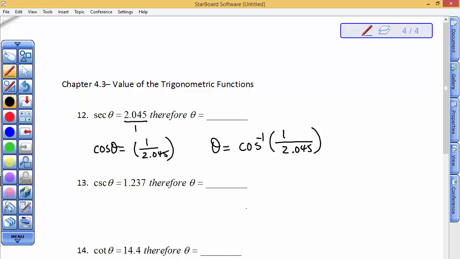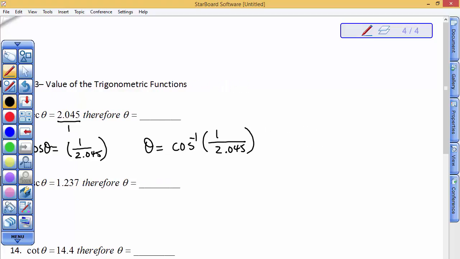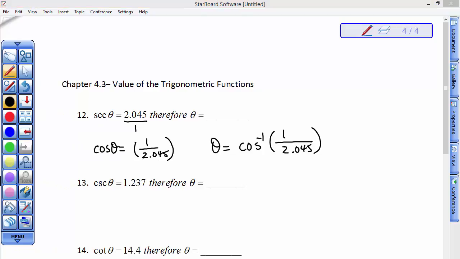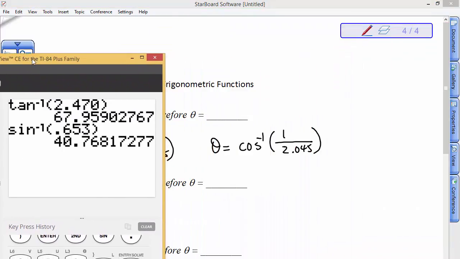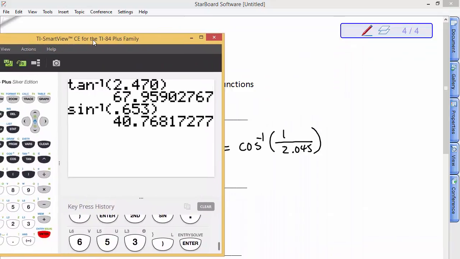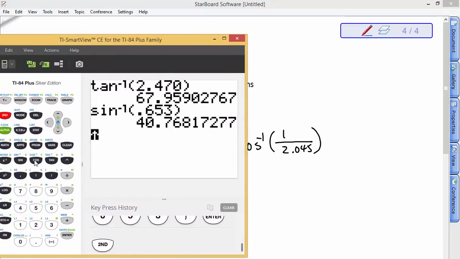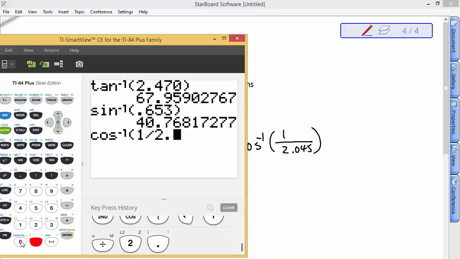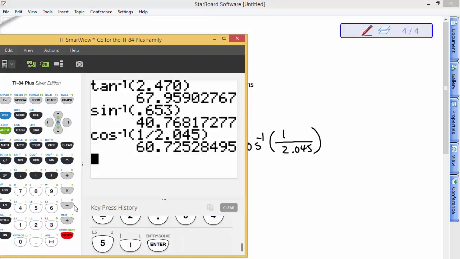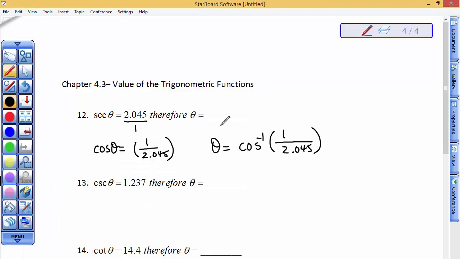Let's see where I could move this so you could see this on the calculator. I'm going to try it like this. Second cosine of, I didn't need that parenthesis, 1 divided by 2.045 should give me a 60.7 degree angle. So I was looking for the angle here, 60.7 degrees, and the way I type it is like this.